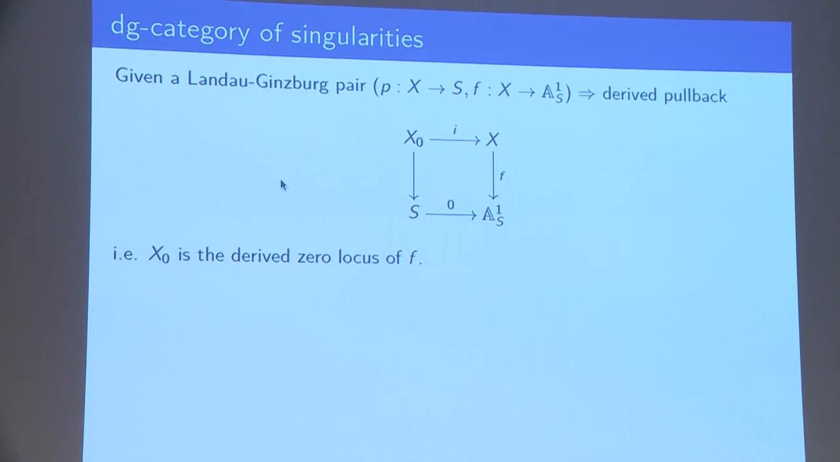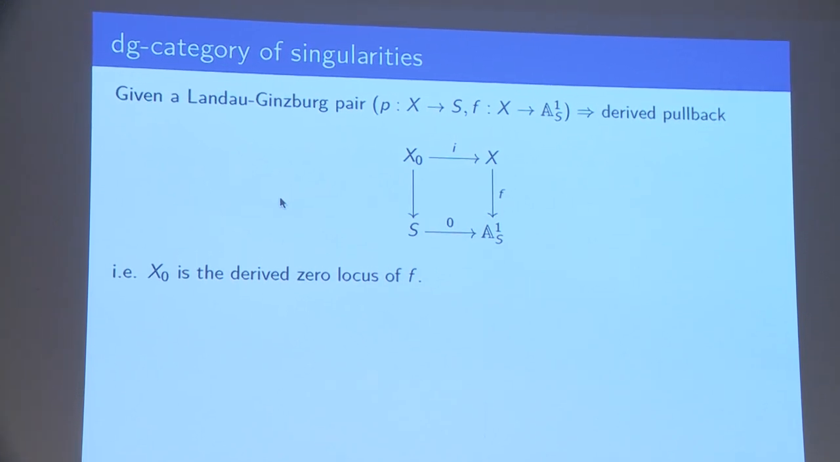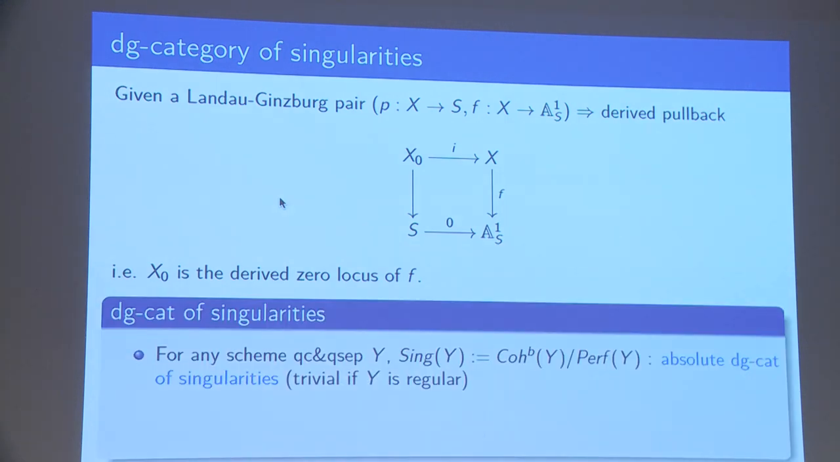Okay, DG categories of singularities was already defined, so I will be quick on this. A Landau-Ginzburg pair is just a pair of a scheme X over S plus a global function on X with values in O_S. Then you take the derived pullback, so the derived zero locus of this map. For any quasi-compact, quasi-separated scheme, you define the absolute DG category of singularities, which is the quotient of coherent bounded by perfect. This has nothing to do with the base S, this is absolute.